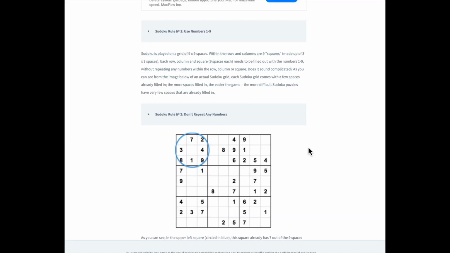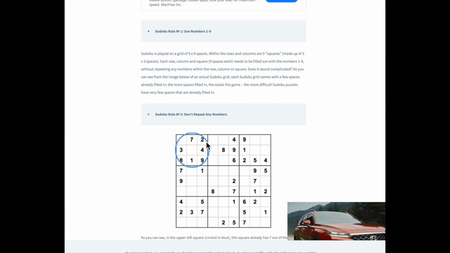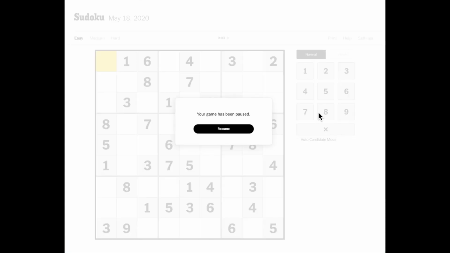Each row and column, and each 3x3 block that's outlined by a darker border, needs to be filled out with numbers 1 through 9 without repeating any numbers within the row, column, or square. So let's take a look at this easy puzzle.